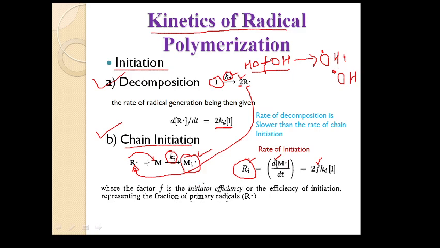And what is that f? F is representing the initiator efficiency. What do you mean by initiator efficiency? Initiator efficiency means the rate of formation of the active radicals from the initiator. For example, if I take 100 molecules of hydrogen peroxide, if it is 100% efficient, all the 100 hydrogen peroxide molecules will be converted into 200 OH radicals, right? Because it is 2 times R dot. So that is called 100% efficient.